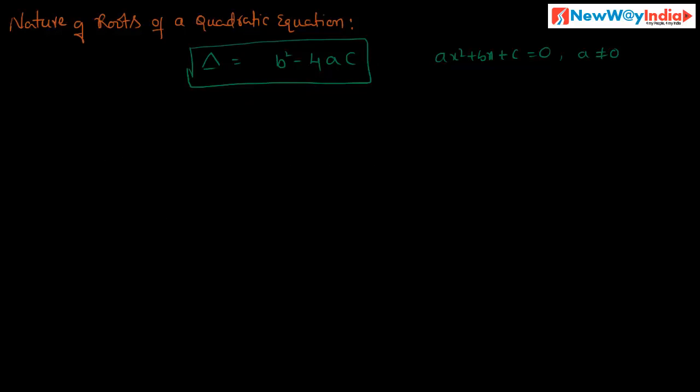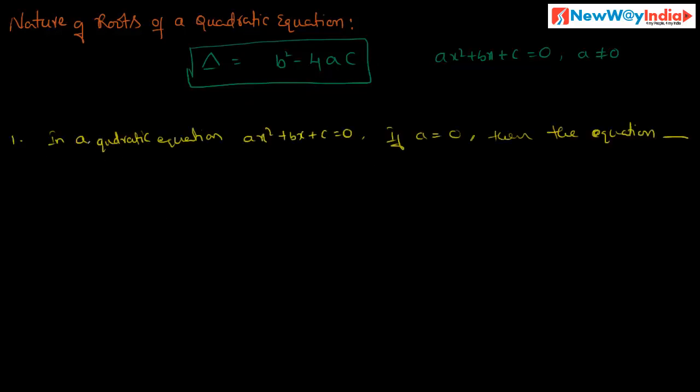Okay, so consider one example, that is 1. In the quadratic equation ax square plus bx plus c is equal to 0, if a is equal to 0, then what will happen? Then what is the equation? If a is equal to 0, you substitute this value in a, that is 0 into x square, so the 0 into x square is equal to 0. The whole term becomes 0. So then the remaining equation is bx plus c is equal to 0.